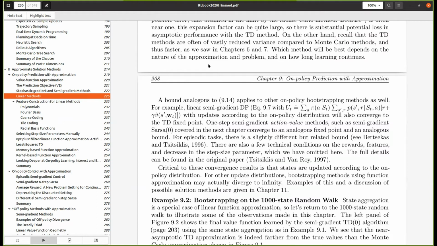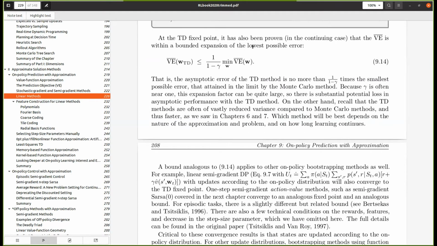So all the same benefits we had for temporal difference learning for tabular methods are still applicable here. But that comes at the cost of this increased, at least the upper bound for the error we can get is potentially much higher. Okay.